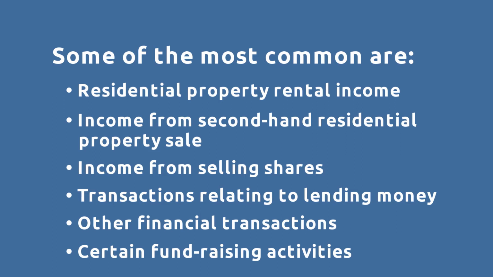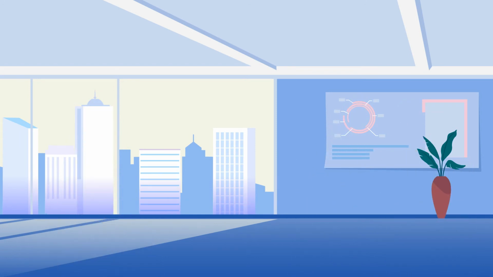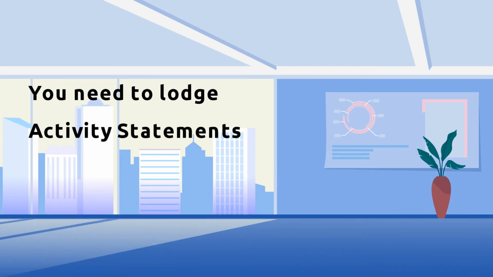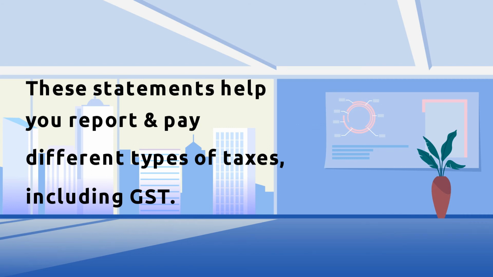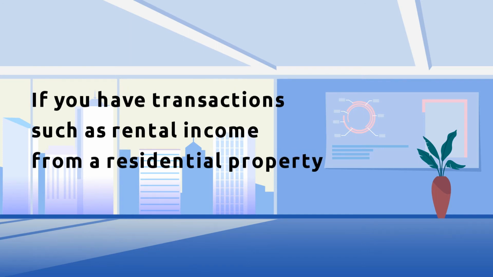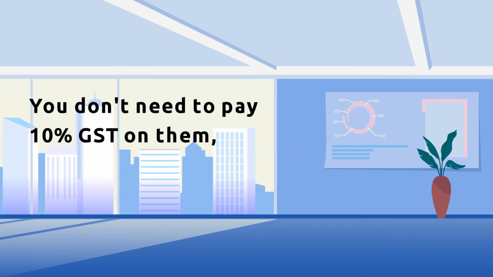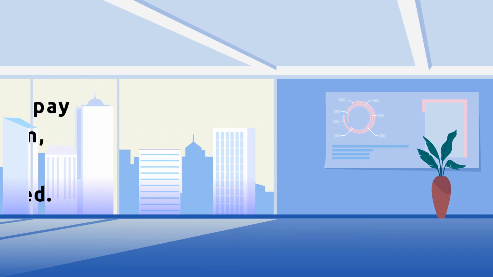This is not a comprehensive list, so be sure to check with your tax accountant or the Australian Tax Office website for more examples. So why do you need to know if any of your business's transactions are input taxed? Well, if you run a business that is registered for GST in Australia, you need to lodge activity statements. These statements help you report and pay different types of taxes, including GST. And if you have transactions in your business, such as rental income from a residential property or income from selling shares, you do not need to pay 10% GST on them because they are regarded as input taxed.